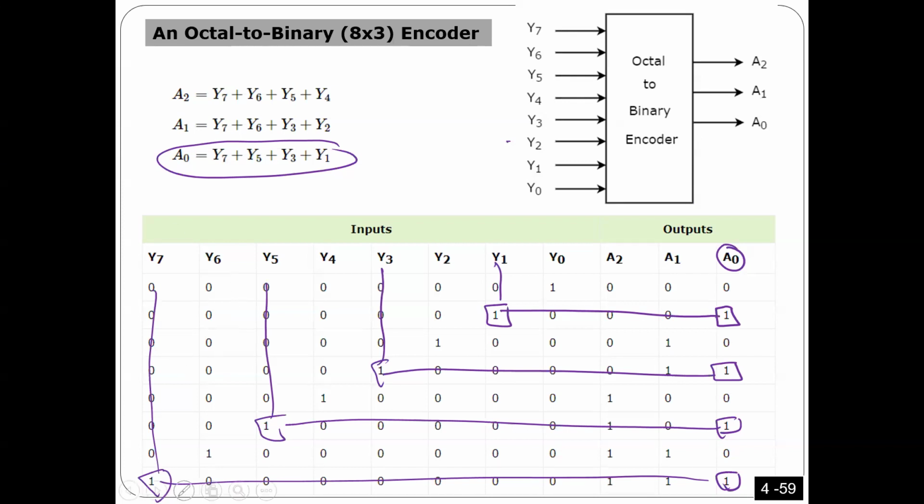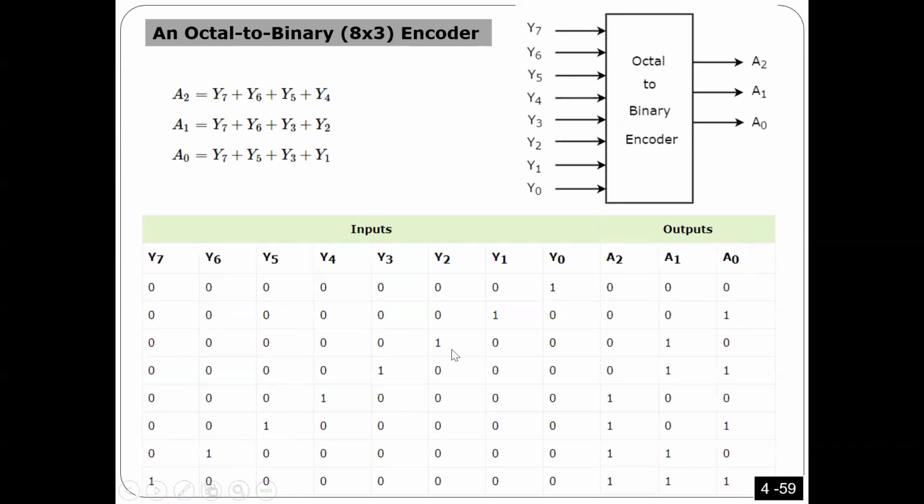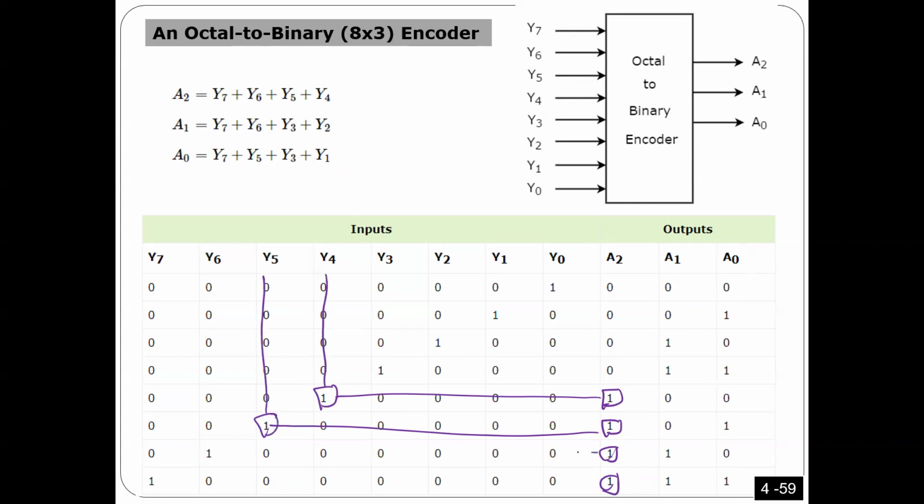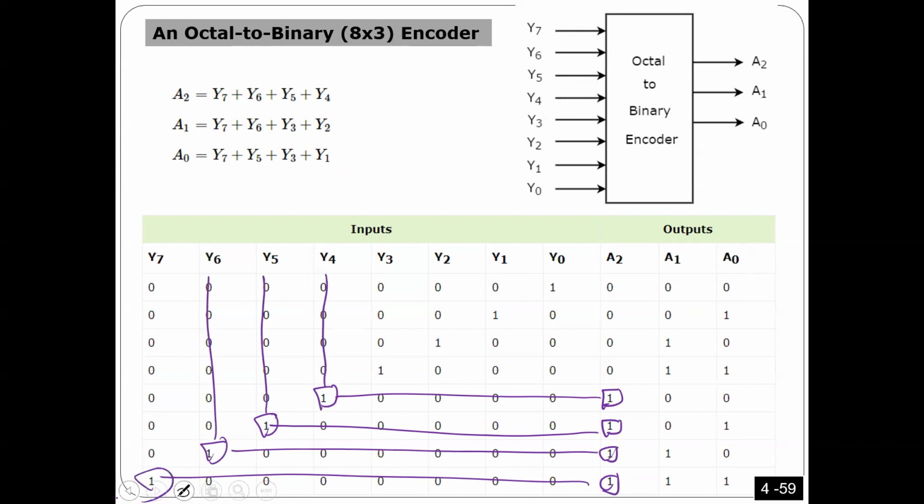Okay. Let's have another one. For example, E2. Same thing, E2. We have one here, one here, one here, one here. So E2 has to be 1 when Y4 or Y5 or Y6 or Y7. That's okay? That's it? Any questions?